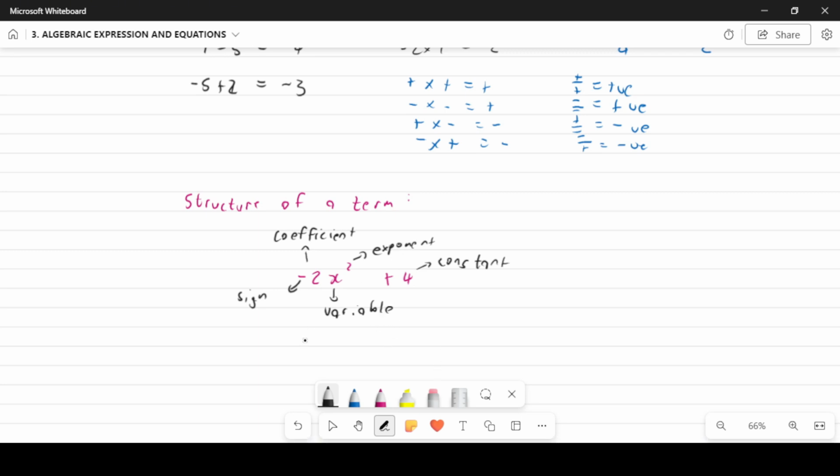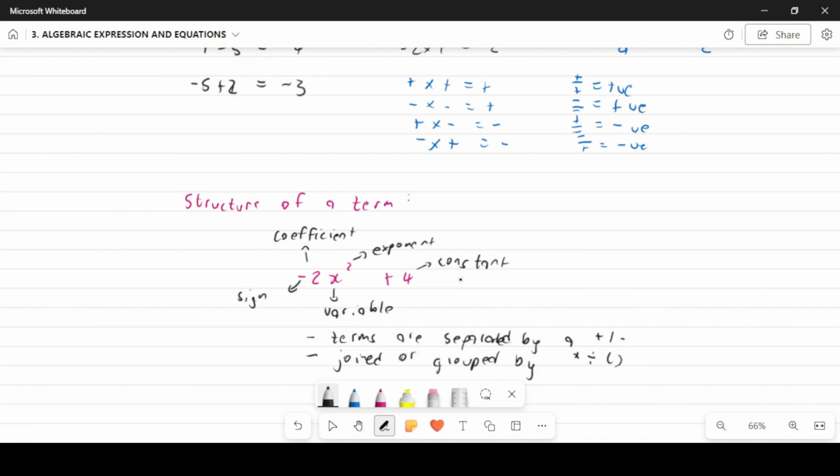Okay. Furthermore, we must note that terms are separated by a plus or minus sign. So terms are separated by a plus or a minus sign. And very, very important, they are joined or grouped by multiplication, division, or brackets. So the multiplication sign, the division sign, or the brackets. So for example, if you look at this minus 2x squared plus 4, this is what we would call two terms. There's two terms in this.